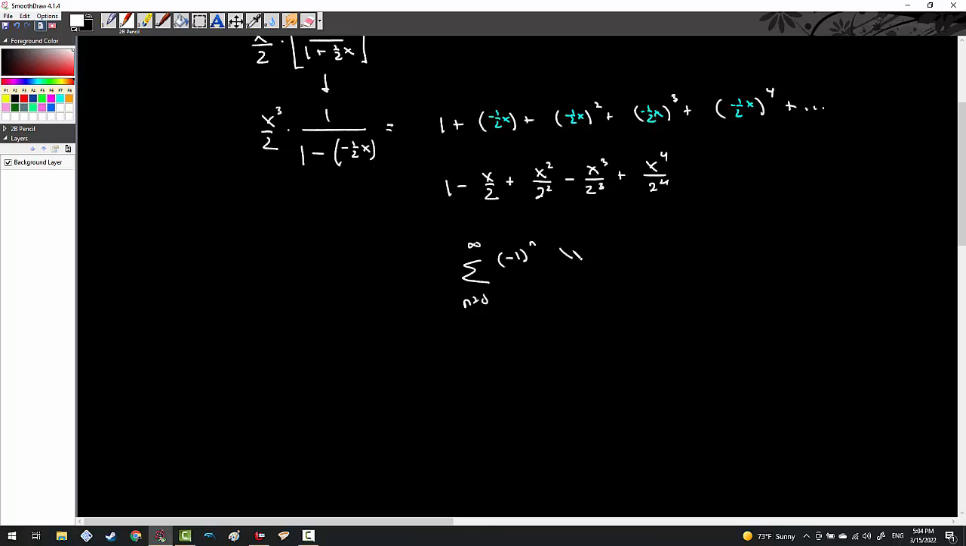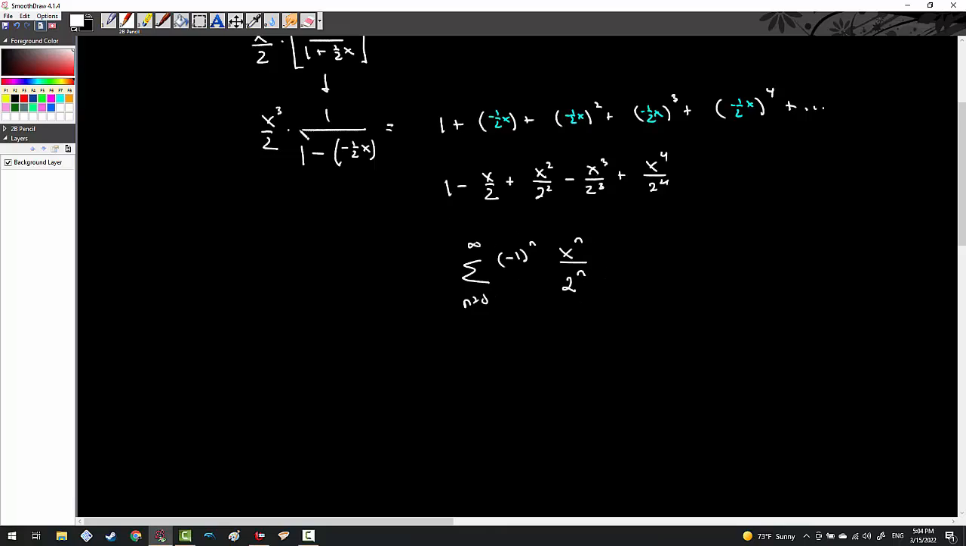It looks like there's always an n up top, and it's being raised to whatever power its index is. So this is n equals 0, n equals 1, n equals 2, n equals 3. The 2 is always present, but it's being raised, again, to the same power as the x, so it'll be 2 to the n.